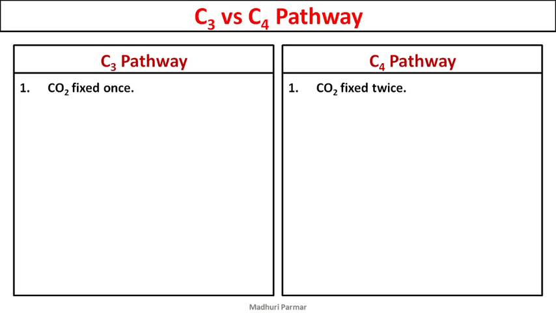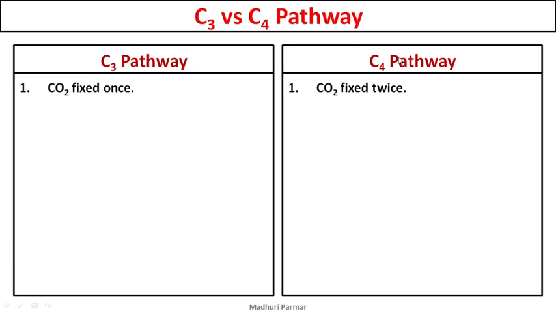Let us come to the differences between C3 and C4. It has been a while since we have seen differences, right? So in the C3 pathway, the carbon dioxide is fixed only once, only by Rubisco, and in the mesophyll cells, carbon dioxide plus RUBP will give you 2 molecules of 3-phosphoglycerate. So it is fixed only once.